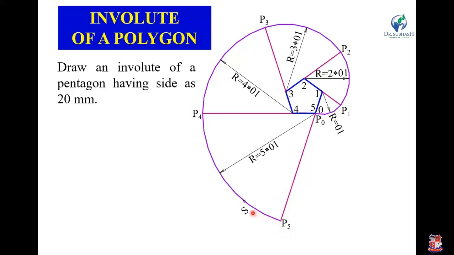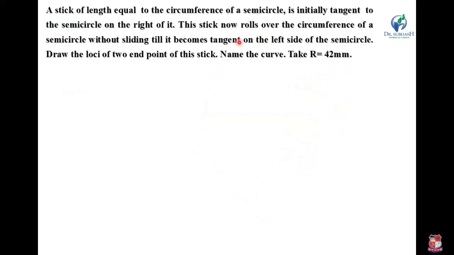Now draw the normal and tangent at this point S. Now point S is in between P4 and P5, so now join this S with point 5. So it is a normal, and draw another line which is perpendicular to this normal, called a tangent. So this curve is known as an involute of a pentagon. Now let us see one more example.